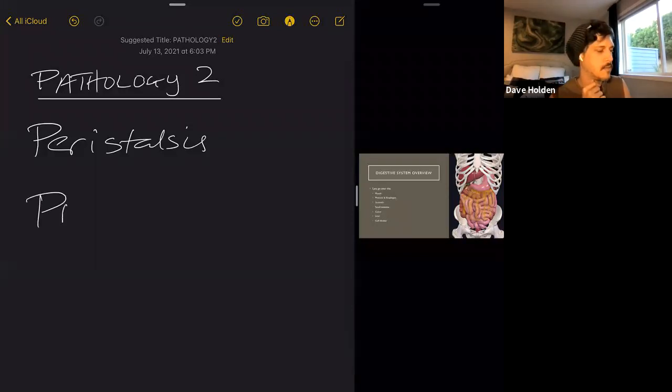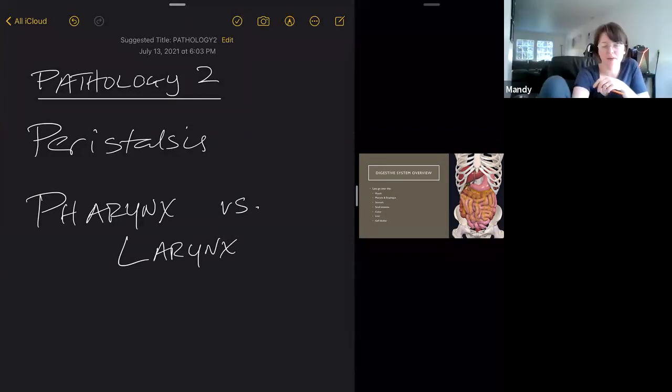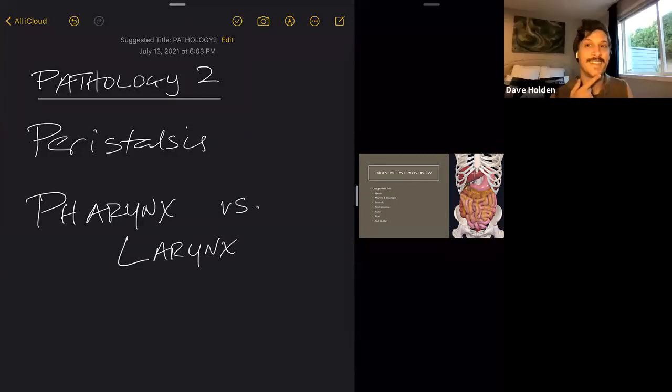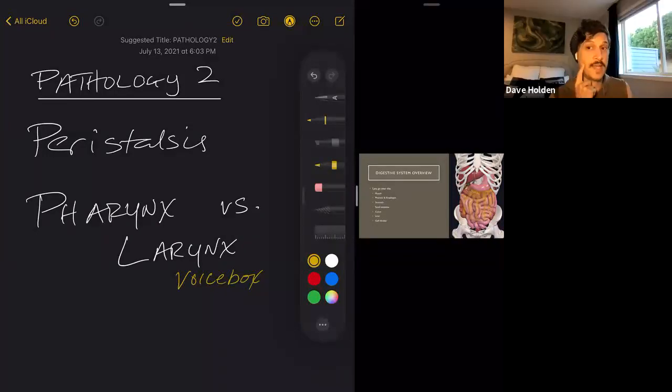And the next thing that I was going to ask, what is the difference between the pharynx and the larynx? Isn't the larynx the voice box? Yes. And the pharynx is a tube? Is a tube, yes. Can we get a little more detail?